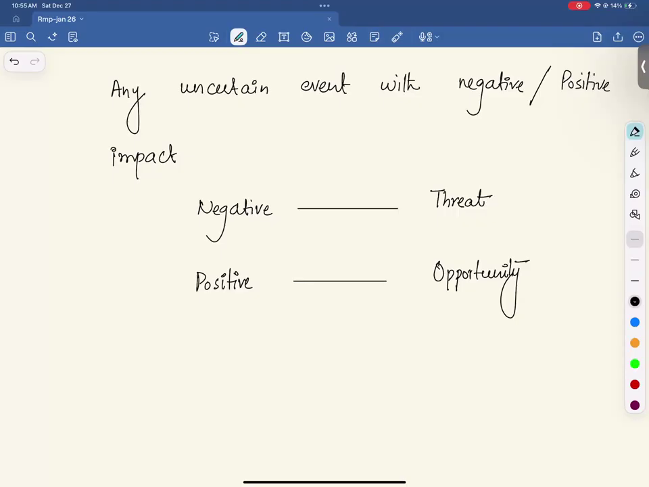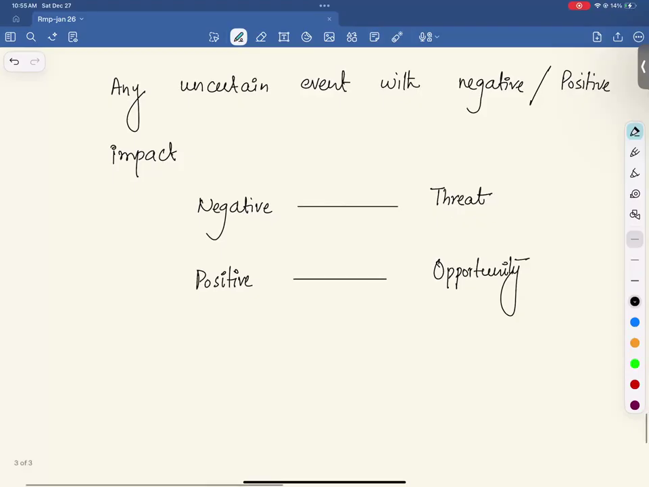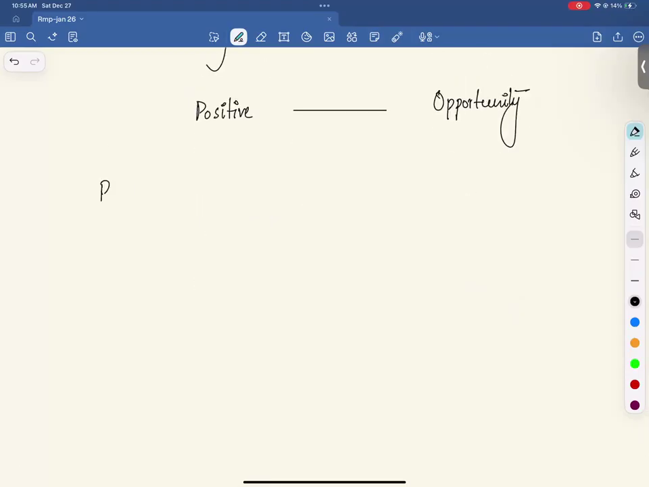Is it clear, everybody? One more thing, very important for this exam: the difference between risk and issue. Who would like to answer? What is the difference between risk and issue? An issue is something that has happened, and risk is something we are forecasting in the future, something uncertain. Absolutely.